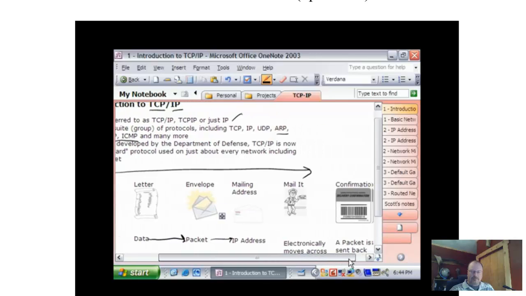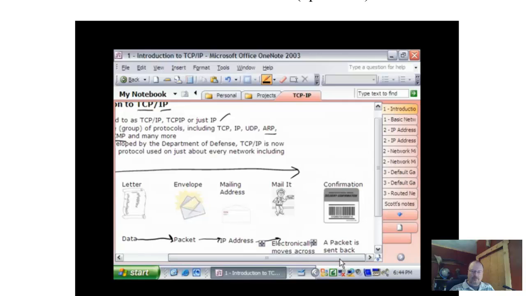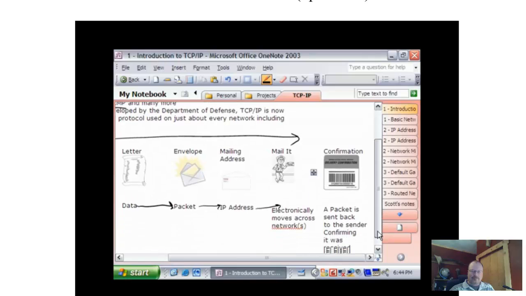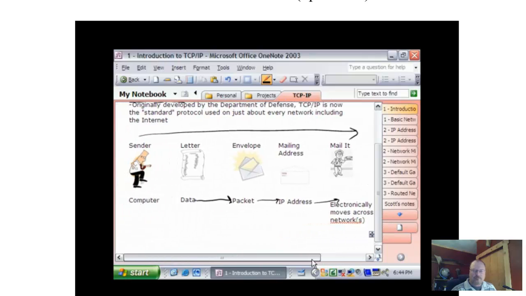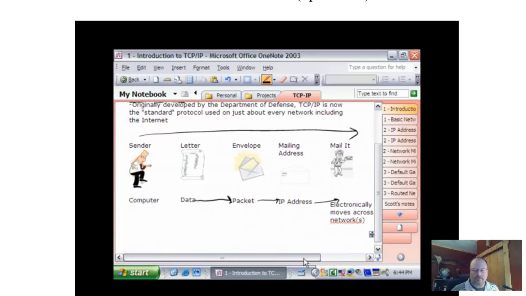Now, after we've IP addressed it, we then send it across the network, so it's electronically moving across our network as we see right here, and then eventually, once that packet has reached the destination computer, we have a confirmation packet that is sent back to the originating computer, informing it that we received the packet. Now, this may seem complex, but this happens over and over again every time you connect out to a website. This process happens transparently in the background many times as you're sitting there surfing the net or just even browsing on a local area network.